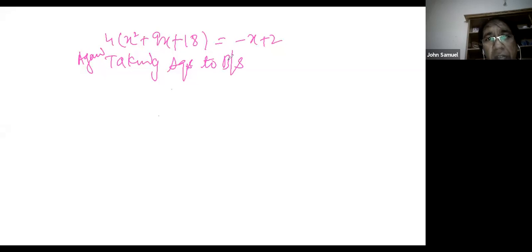Sir Victor, are you there? Yes sir. To both sides, multiplying, we will multiply by this one, what will we get? 4 into this one, 4x square plus 36x plus 72 is equal to, and we are taking the squares of this one.